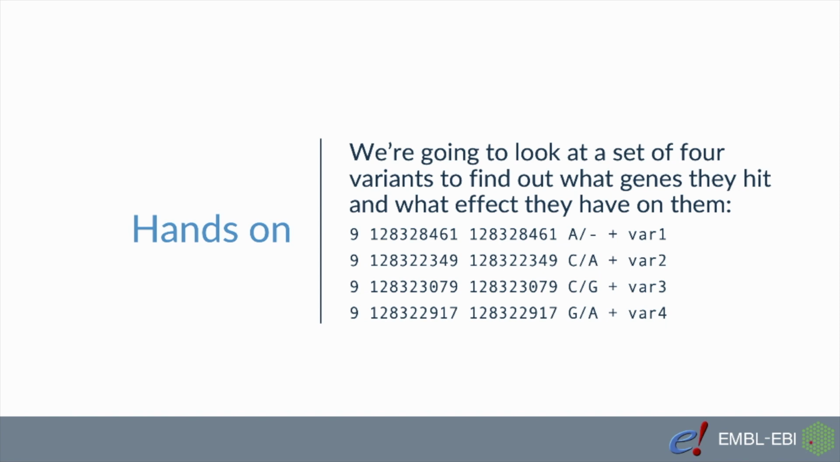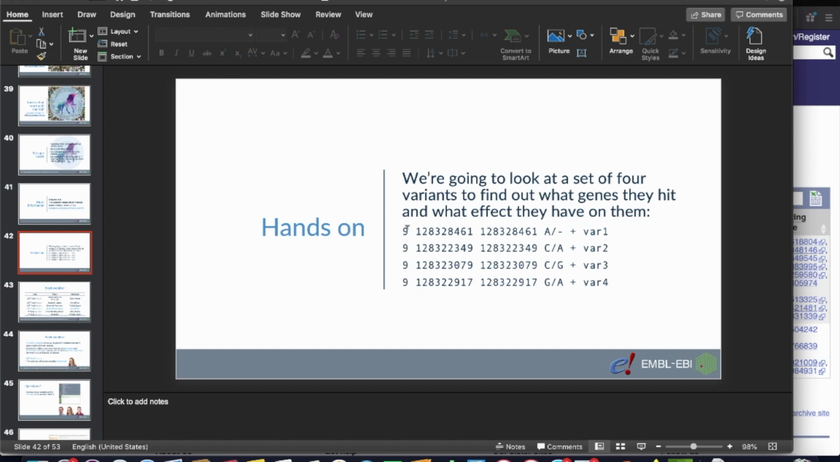The variants are described here using the standard default Ensembl format. The dash here indicates deletion. Strand is given as forward, indicated here by this plus symbol. And there's an extra column containing information on a variant name, and the variant names were made up for the purpose of this exercise. So we've got variant 1, 2, 3, and 4. I'm just going to jump out of my presentation now.